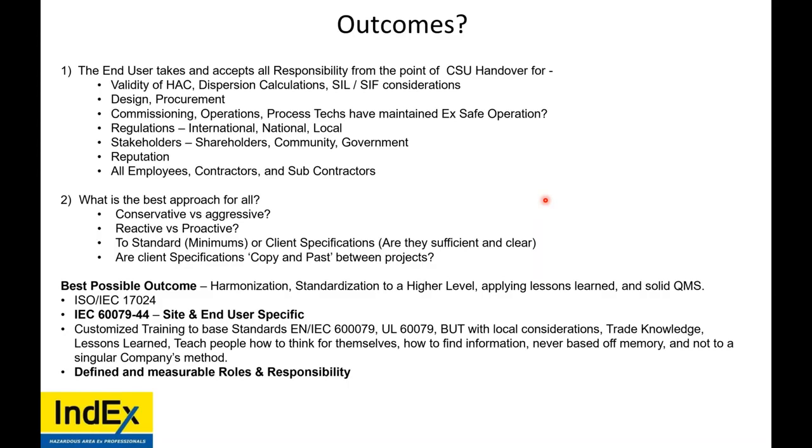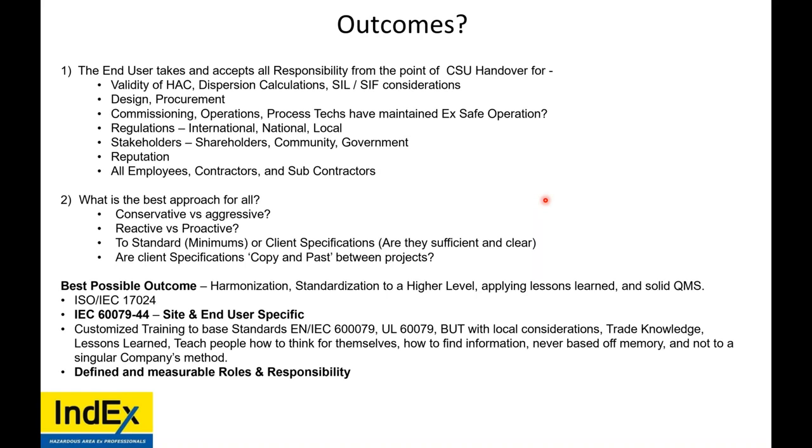But as the commissioning operations and process technicians, have they maintained the Ex-safe operation? Obviously, we have to consider regulations on the international, national, and local levels. We have to take into account all stakeholders, not just the shareholders, the community, the government, anybody that's around the facility. What about the reputation of the end user? Their reputation, let's look at Boeing.